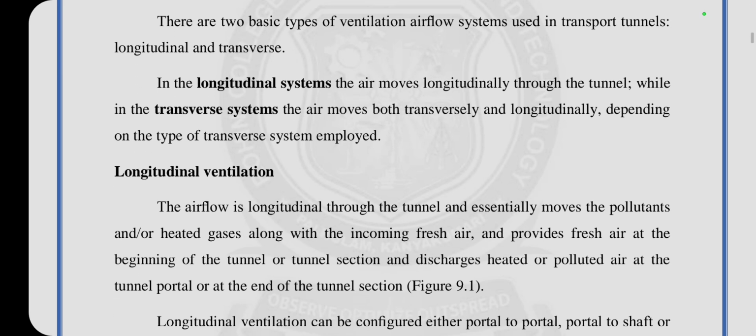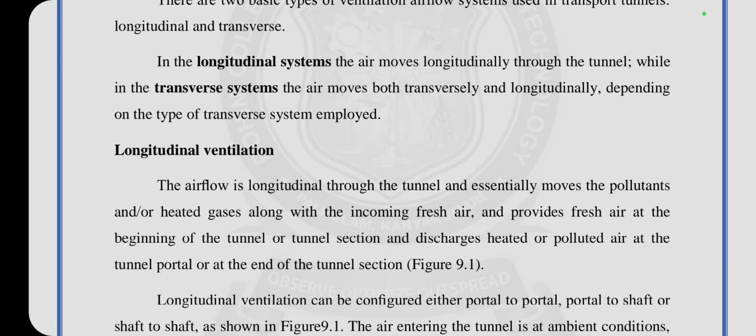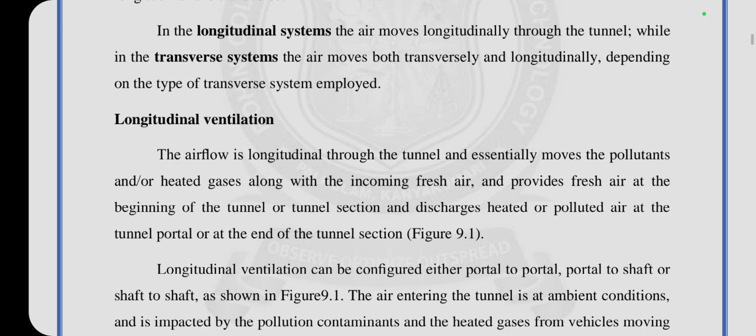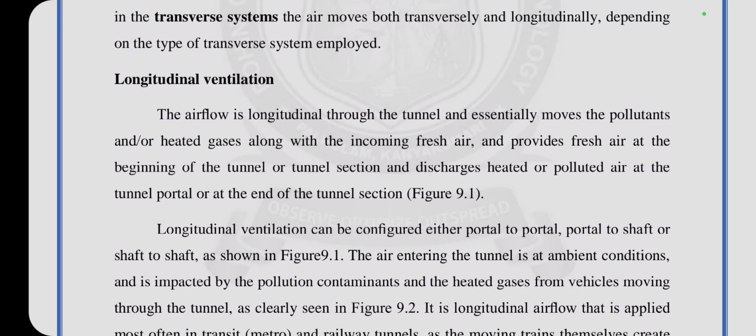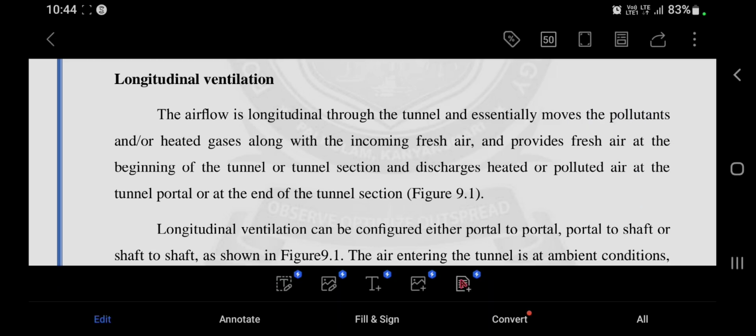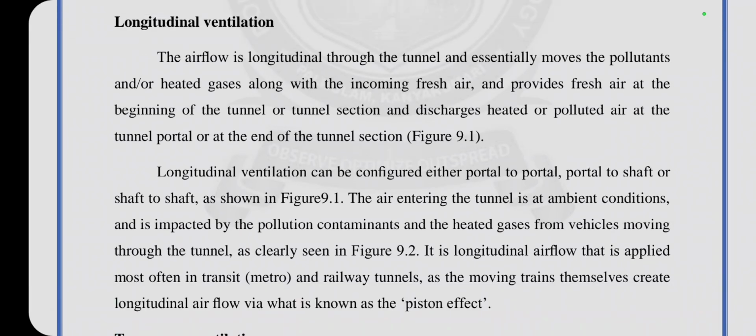In longitudinal ventilation, the airflow is longitudinal through the tunnel and essentially moves the pollutants or heated gases along with the incoming fresh air. It provides fresh air at the beginning of the tunnel or tunnel section and discharges heated or polluted air at the tunnel portal or the end of the tunnel section. Longitudinal ventilation can be configured as portal to portal, or shaft to shaft, as shown in the figure.